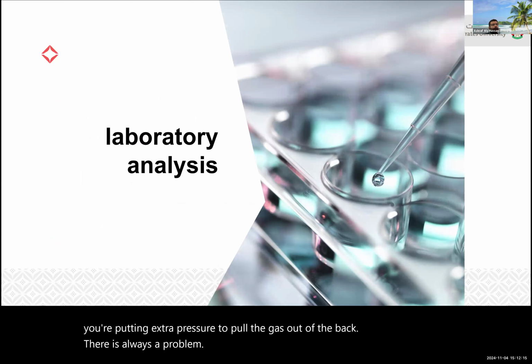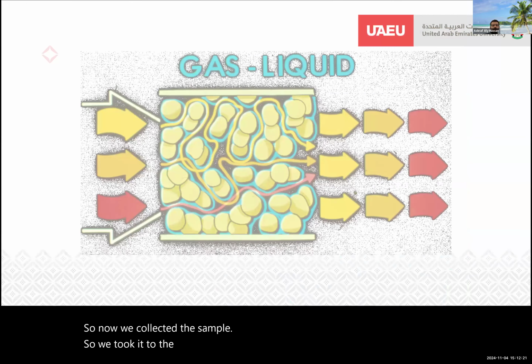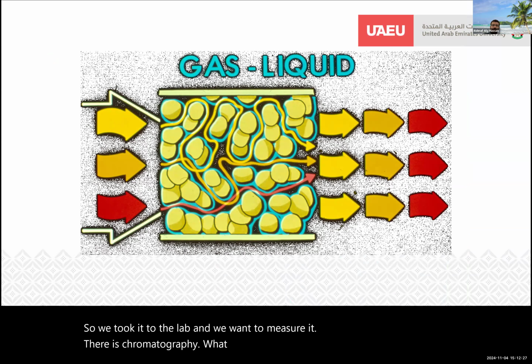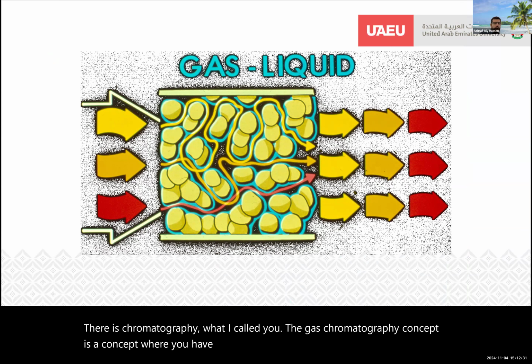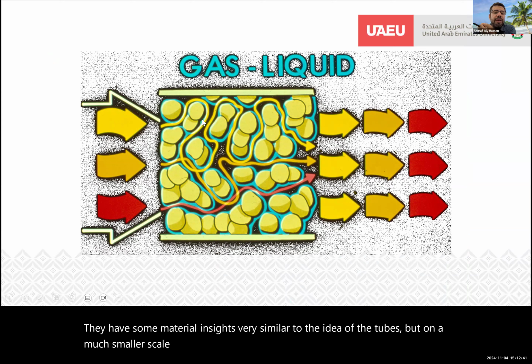So now we collected the sample. So we took it to the lab and we want to measure it. There is chromatography, what I called you the gas chromatography concept, is a concept where you have columns that look like this picture here. They have some material inside, very similar to the idea of the tubes, but on a much smaller scale.